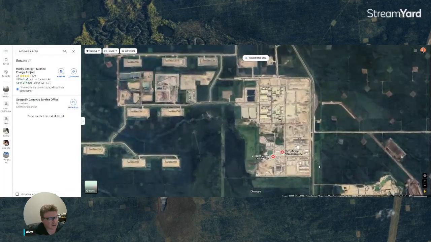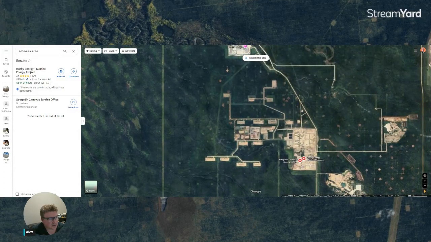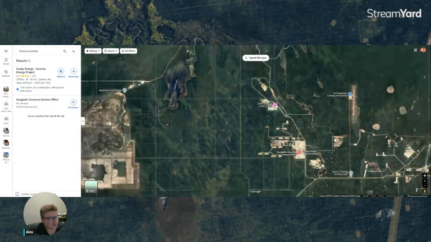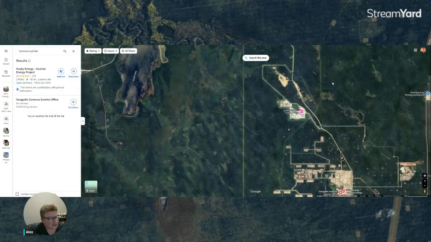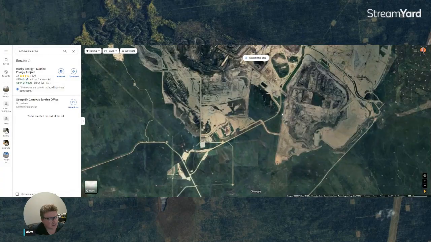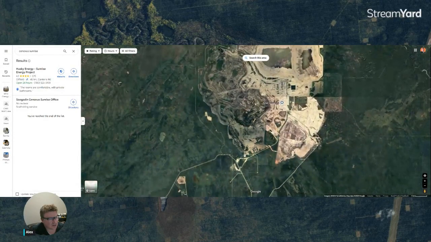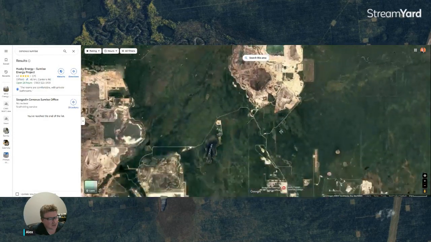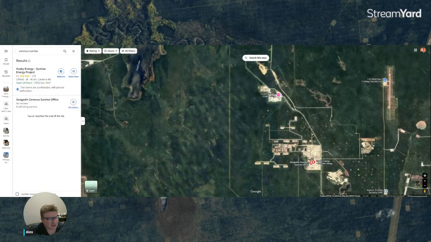So Husky right here. Very interesting location for them. And again, the benefit, this is more of a mining exercise, right? Oil sands, big difference between this and that.